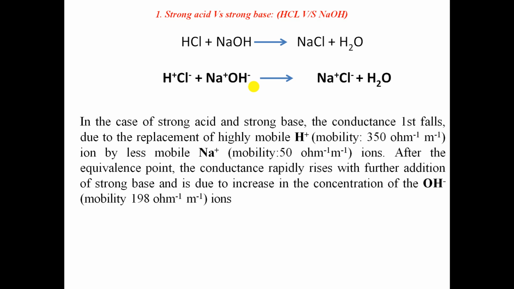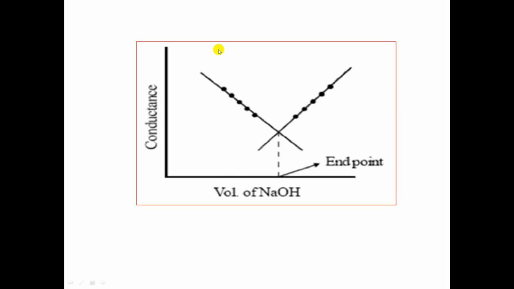By obtaining these readings, we are going to draw the graph of conductance versus volume of NaOH. Here, the conductance that is measured is taken along the y-axis, and the volume of NaOH added is taken along the x-axis. Initially, the conductance of the solution decreases. This is because highly mobile H+ ions are replaced by the low mobility ion. The decrease in conductance is observed up to a certain point.